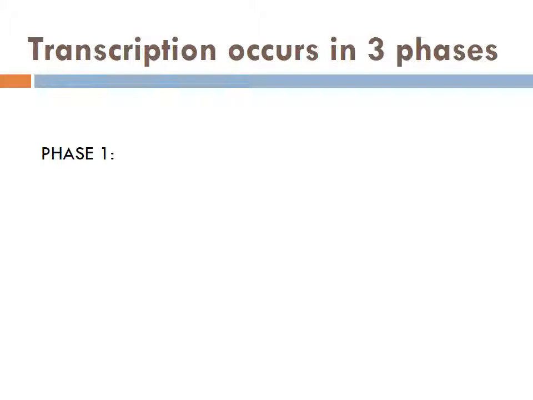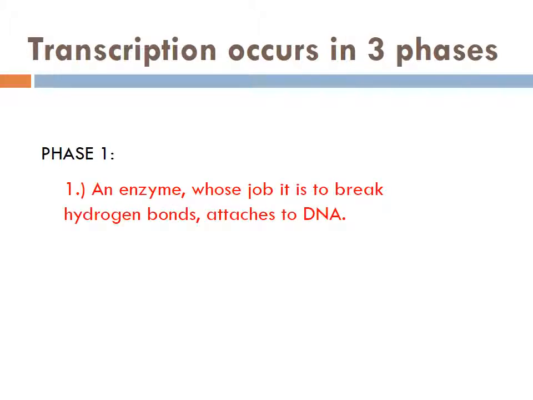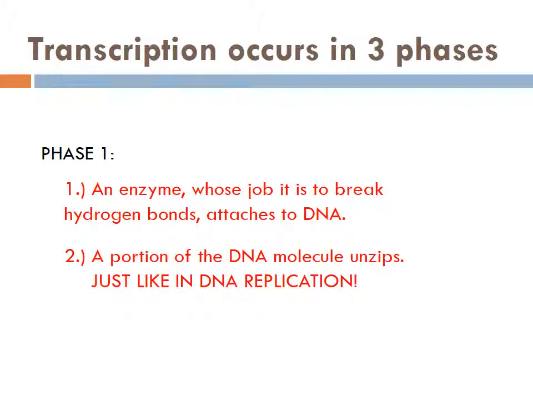Transcription is going to take place in 3 phases or steps that are very familiar to you. It looks a lot like DNA replication that we learned on Monday. So with DNA replication, you had an enzyme that broke hydrogen bonds holding the DNA double helix together, right? Same thing for the very first step of transcription. There's an enzyme, it's going to break those hydrogen bonds, so the DNA kind of unzips itself. And there's a reason I say unzips.